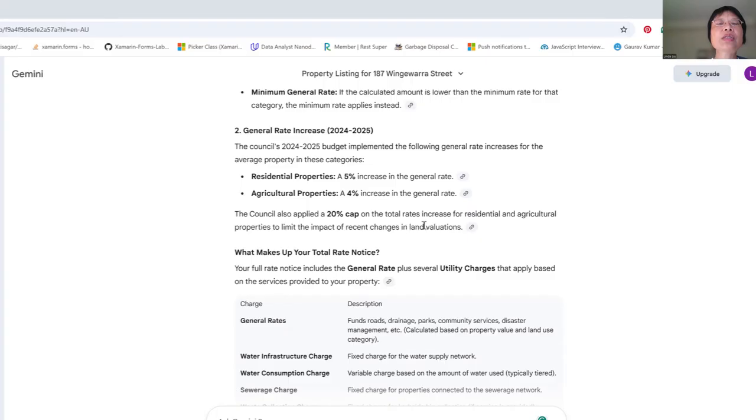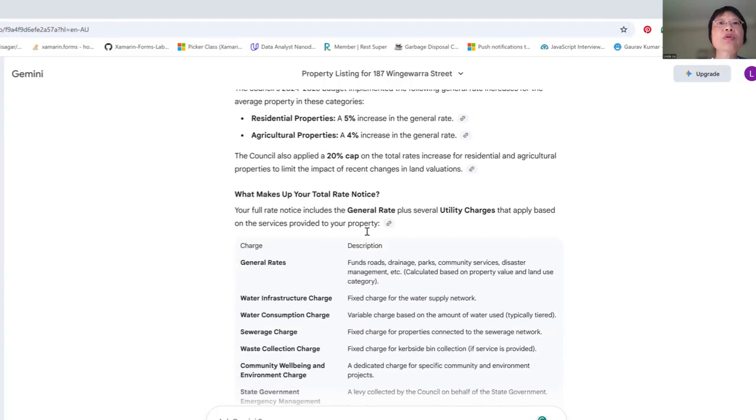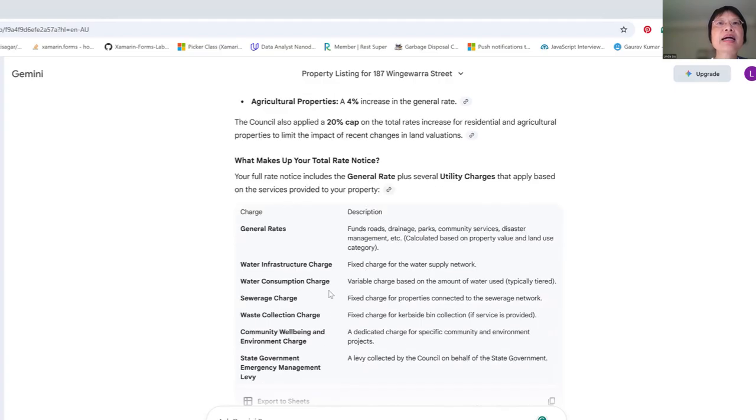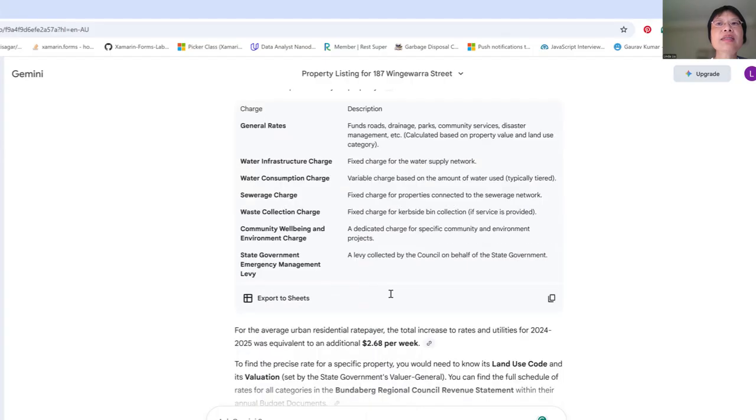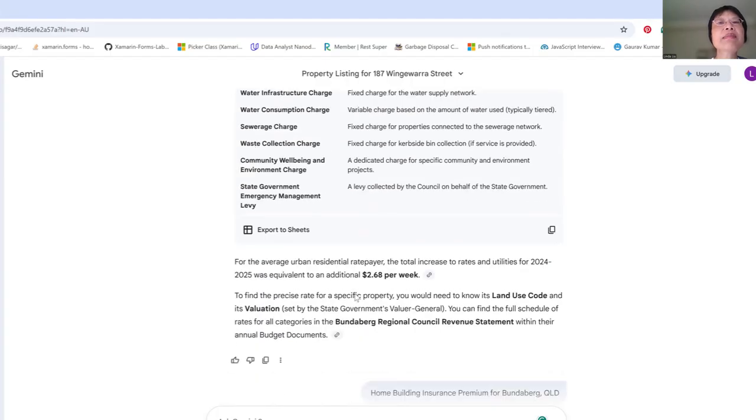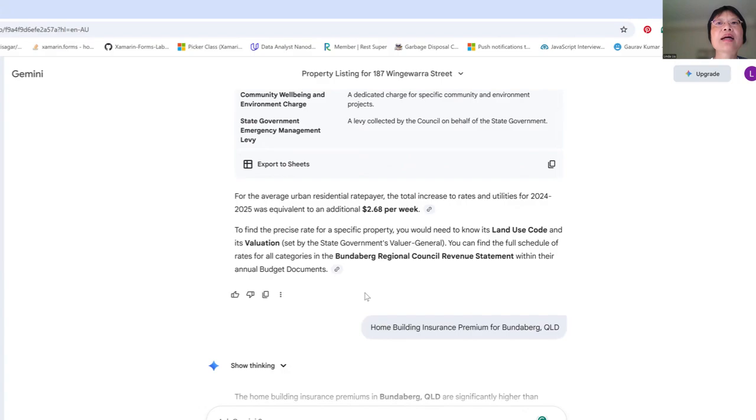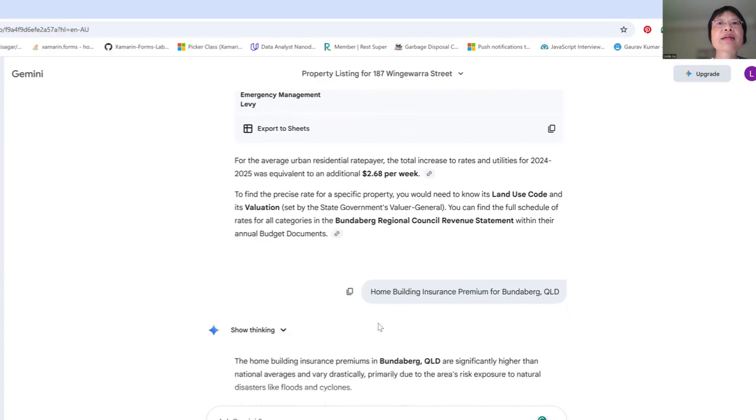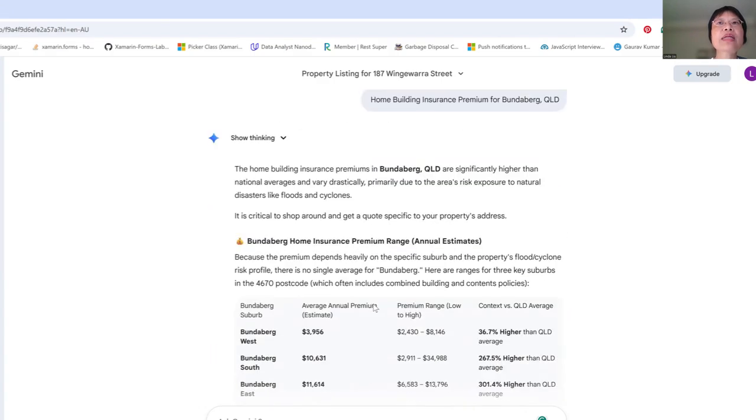They also mentioned that the council has set a 20% cap, which is a limit designed to protect residential and agricultural properties. It also identified other influencing factors, which was very helpful. That covers the council rate situation. Let's look at insurance, which is very important.